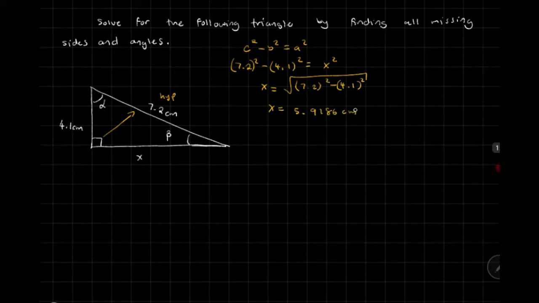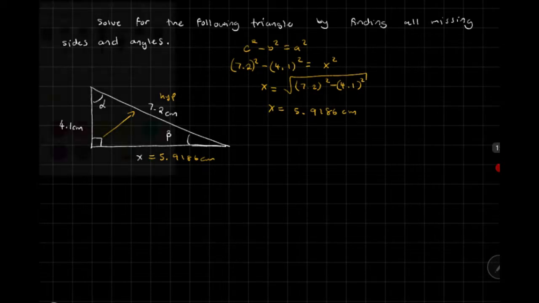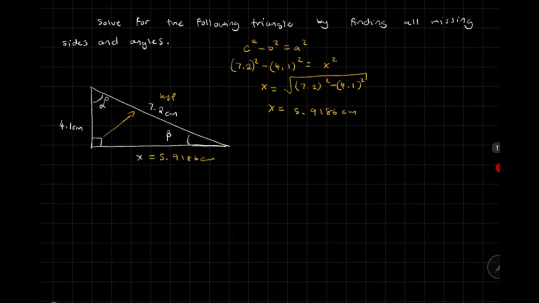5.9186 centimeters. I'm going to keep it to 4 decimal places because I want to see how accurate my trigonometric procedure in calculating this missing side will be compared to the Pythagorean theorem. So we calculated that x is 5.9186 centimeters. Now, the big question here is how do we find these angles? To find the angles, for alpha, let's use rad here. So this is angle alpha.